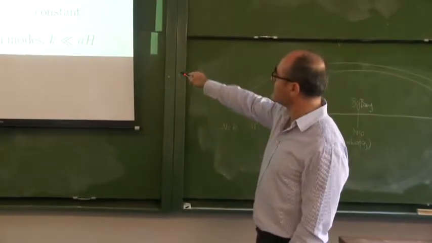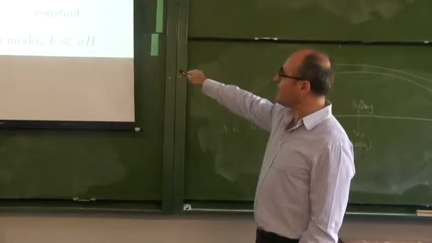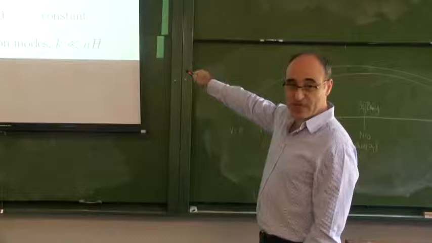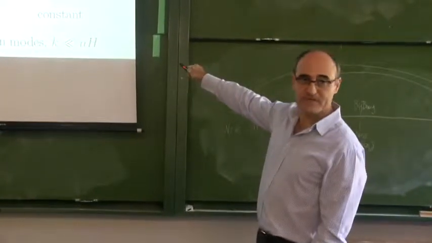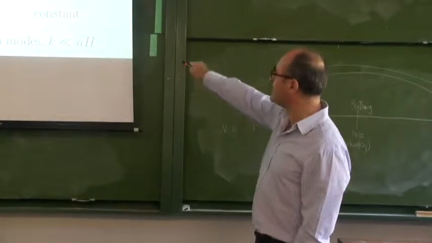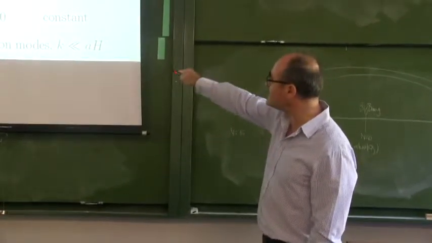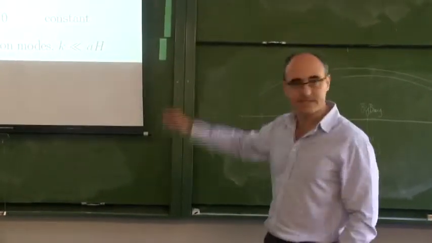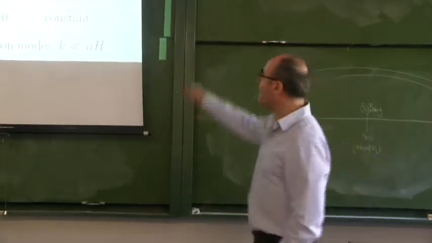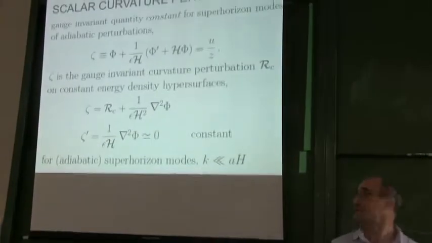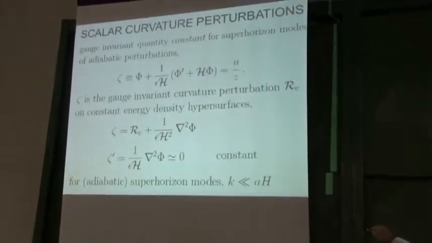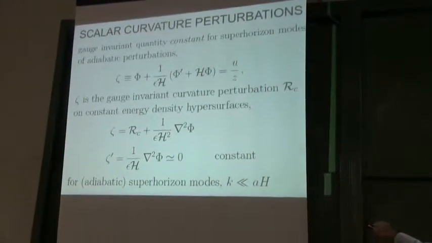And this quantity is this one. Whatever the value of phi, you differentiate with respect to conformal time, add the rate of expansion in conformal time times phi, and divide by this quantity. Altogether, it seems quite horrible, right? That quantity altogether is constant on superhorizon scales. Actually, you can work it out in a certain gauge.